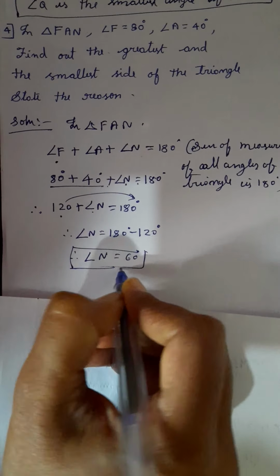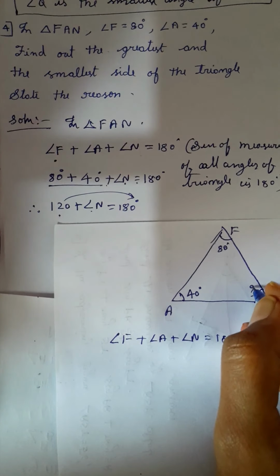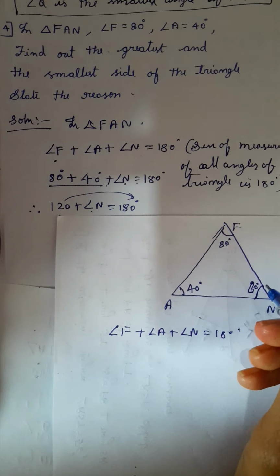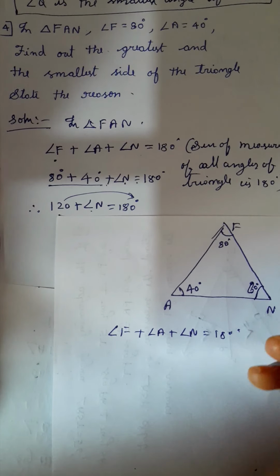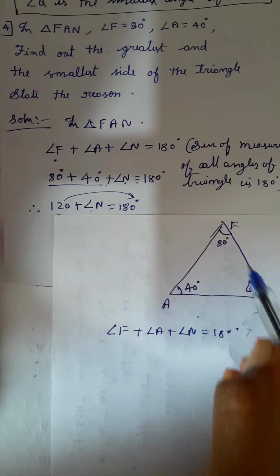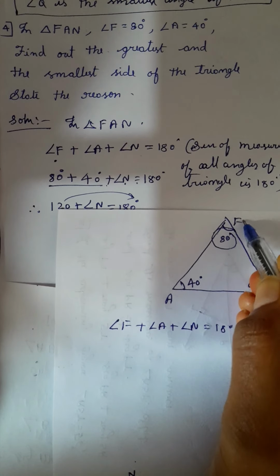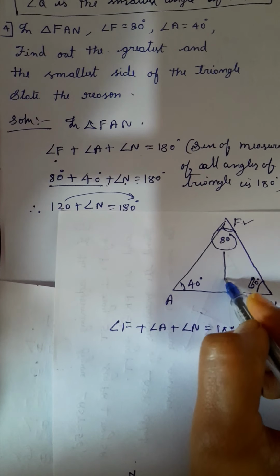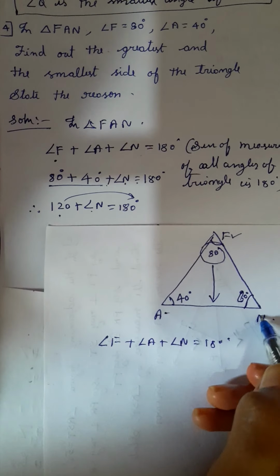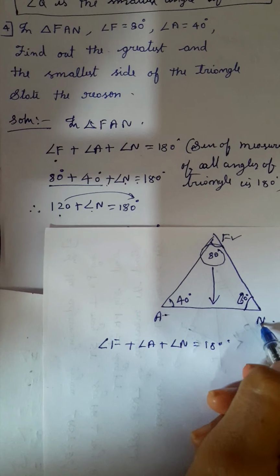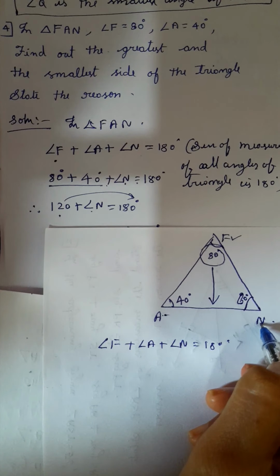So after finding this angle, now we see this example. This is 60 degrees. So according to the property, the side opposite to the greater angle is the greatest length, correct? So here we take the reverse. What is the biggest angle here? 80 degrees, angle F. So the side opposite to angle F is AN. So AN is the greatest length.